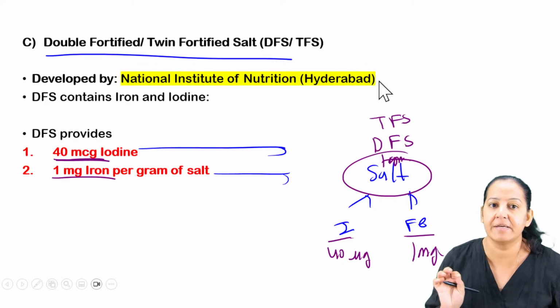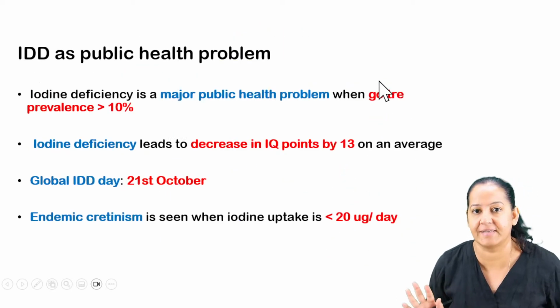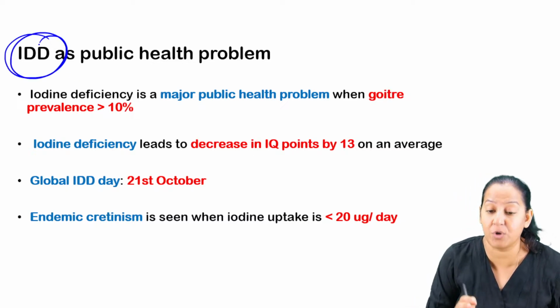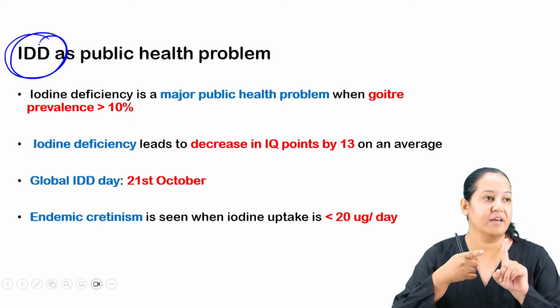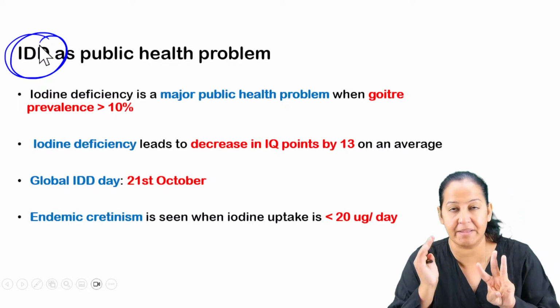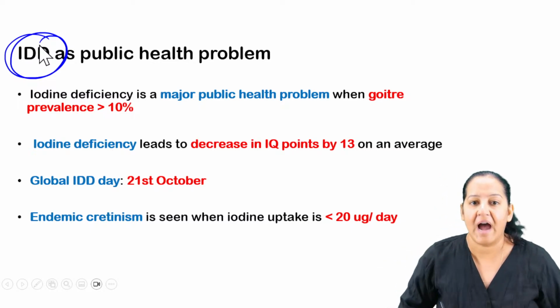I hope you are getting it. So this is double fortified salt. So that's the thing. Got my point? So IDD, iodine deficiency disorder, we can prevent by 3 methods: either fortified salt or double fortified salt or iodized oil. These are the 3 methods by which we can prevent the IDD.